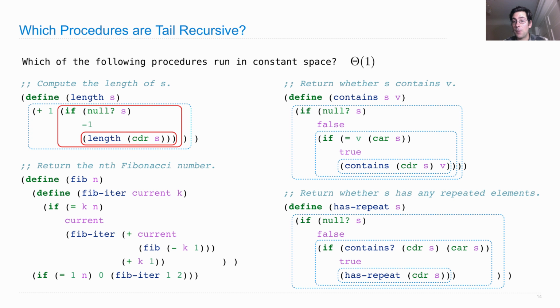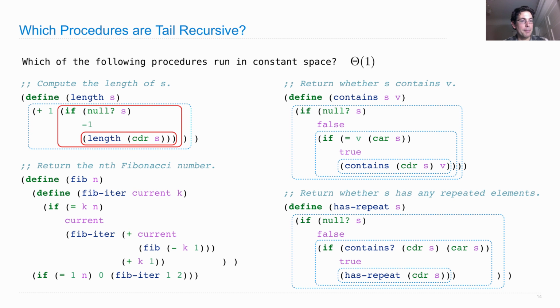And by the way, when it calls contains, that's not a tail context, but since contains already just runs in constant space because it itself is tail recursive, we don't have to worry about that taking up a bunch of room.